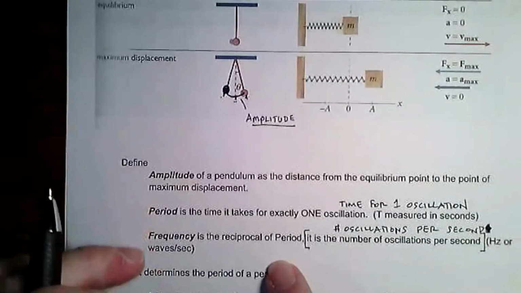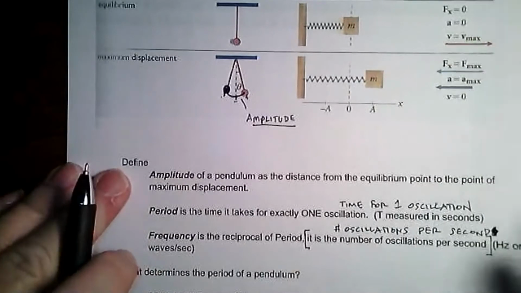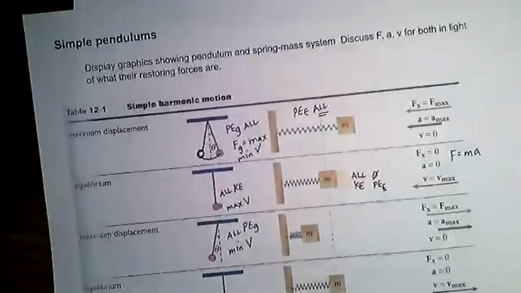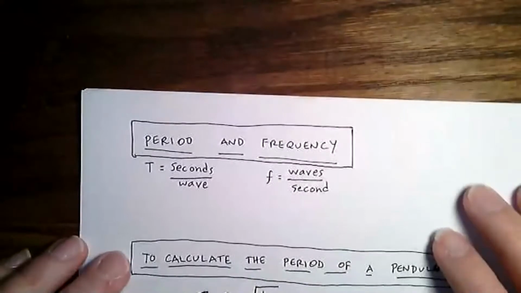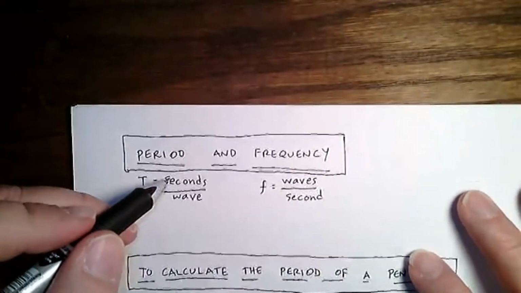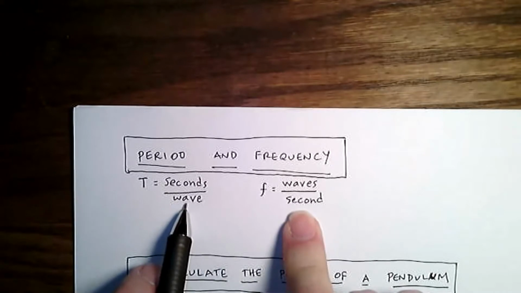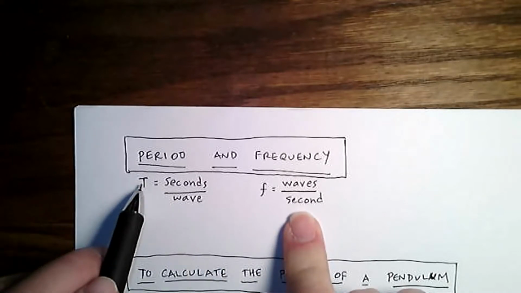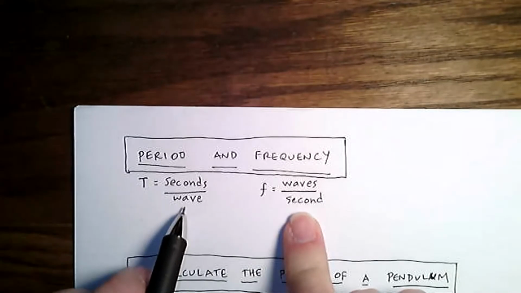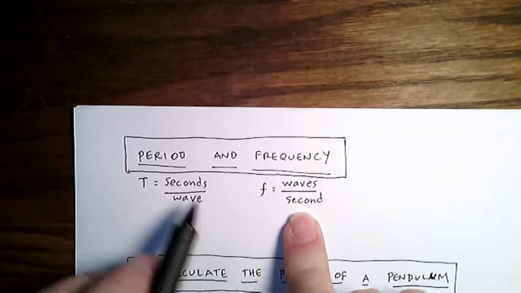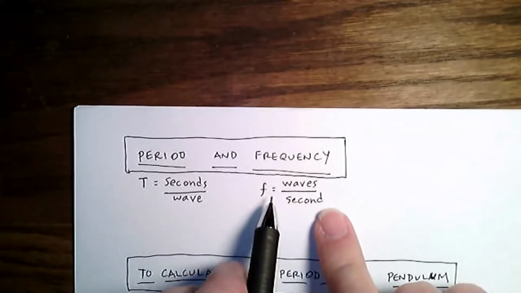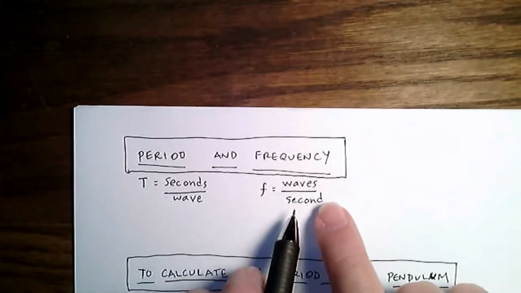To get the relationship between period and frequency, it's really pretty simple. If you look at the units between period and frequency, notice that they are reciprocals of each other. When I'm measuring period, I'm measuring seconds per wave. So the number of seconds for each single wave, that's what period is. On the other hand, frequency is the number of waves that you get in 1 second.